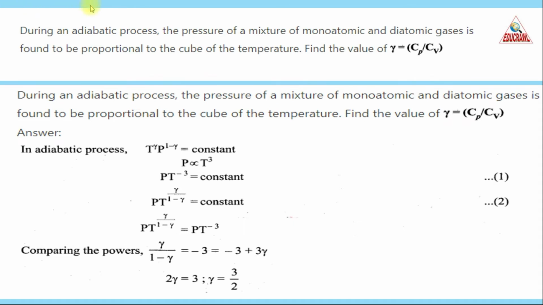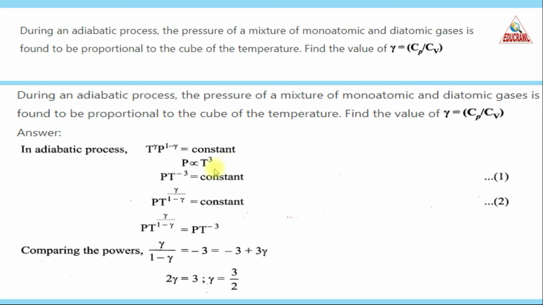The next problem. During an adiabatic process, the pressure of a mixture of monoatomic and diatomic gases is found to be proportional to the cube of the temperature, and we are supposed to find the value of gamma, which is equal to Cp by Cv. So during the adiabatic process, we know the relation between T and P. The relation in an adiabatic process is T power gamma, P power 1 minus gamma is equal to constant. This is the equation for adiabatic process.